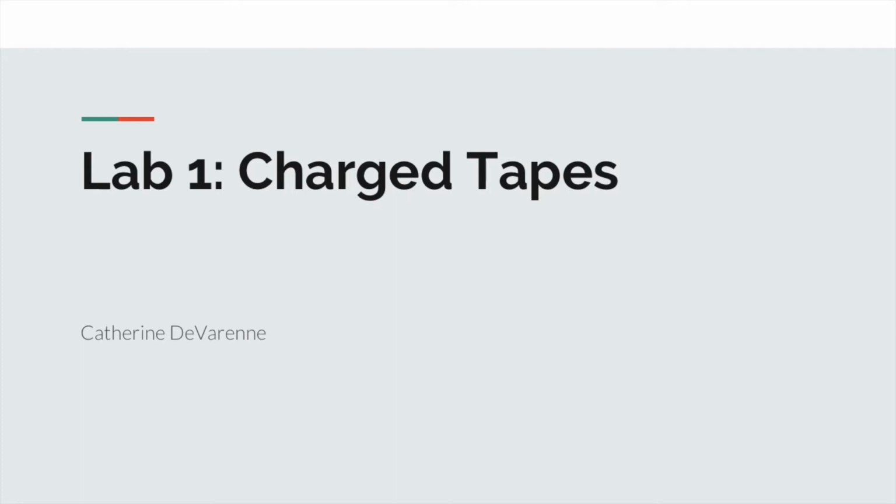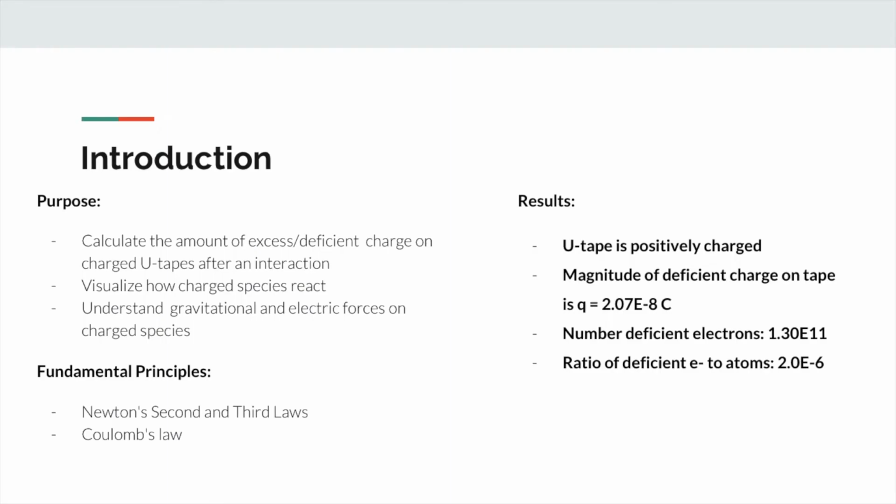My name is Catherine Deverin, and this is Lab 1. The purpose of this experiment was to calculate the amount of excess or deficient charge on U-tapes after an interaction.